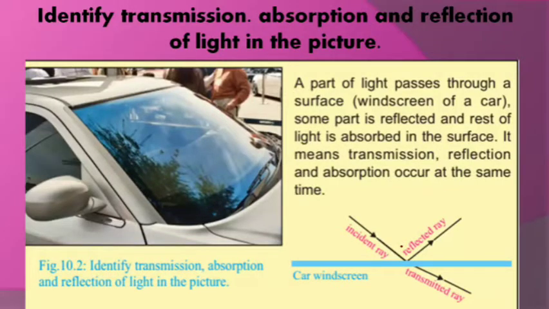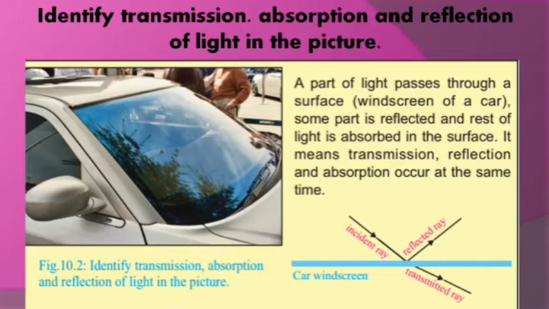A very important, very common example is when we park our car outside. What happens in the car? If it is summer, it is too problematic to sit in the hot, warm car. How does this happen? A part of light passes through the surface, which is the windscreen. Some part is reflected and the rest of the light is absorbed in the surface.